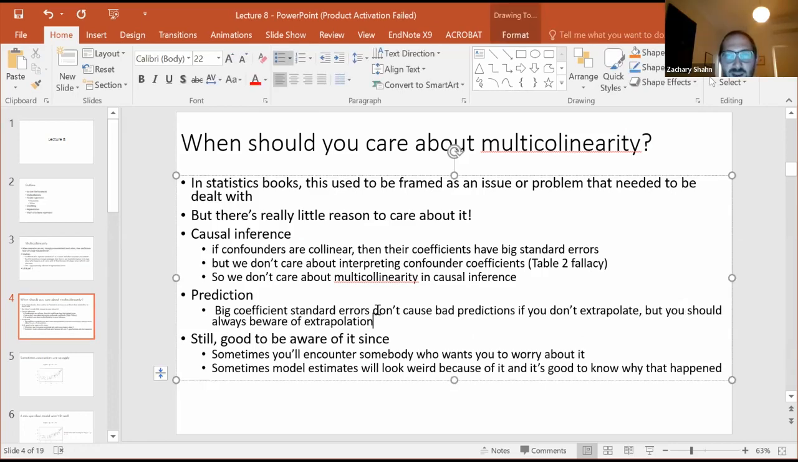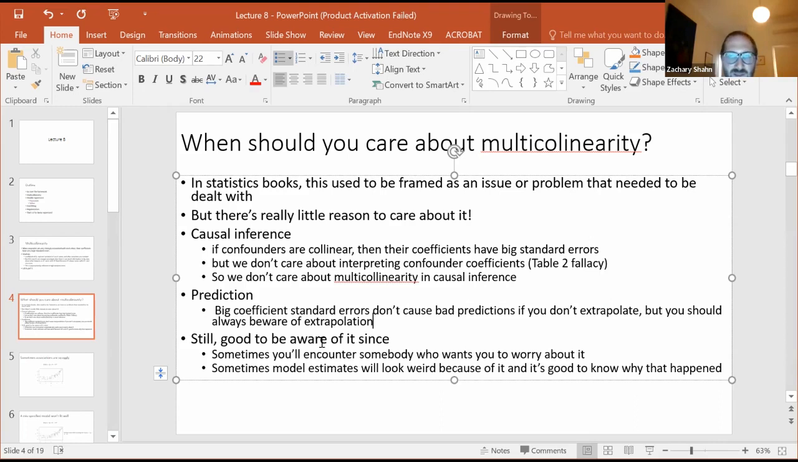In prediction, if you're not extrapolating, then multicollinearity does not cause problems. It doesn't lead to bad predictions. And you should always not extrapolate too much, right? Whether your data are multicollinear or not, you should avoid making predictions that are outside the range supported by your data. And at least if your data are collinear and you're making a prediction that's outside the range, it'll be flagged by the giant standard error.